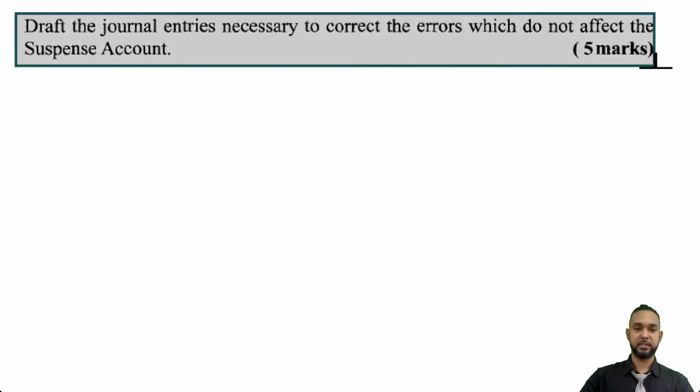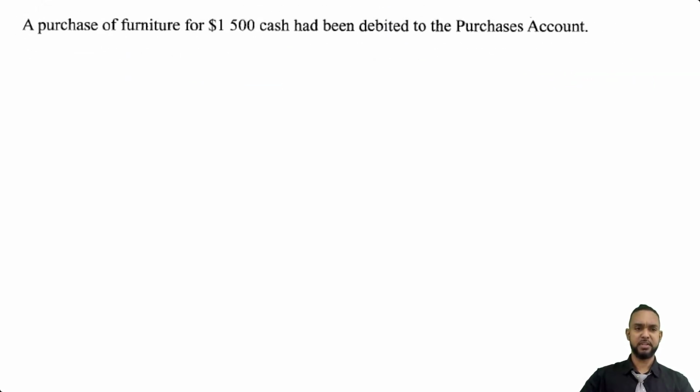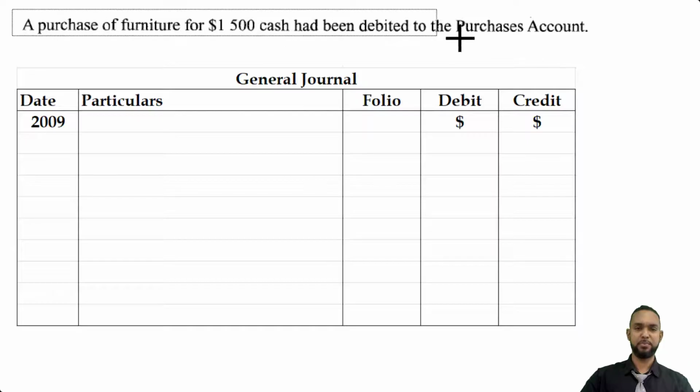All right, so they're asking us to draft the general journal entries necessary to correct the errors which do not affect the suspense account. So I think that was item 1 and item 4. Item 1 was the error of principle, right?